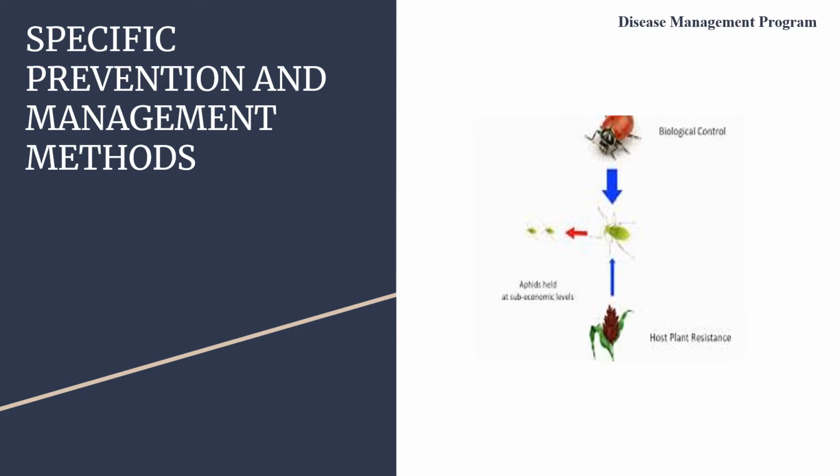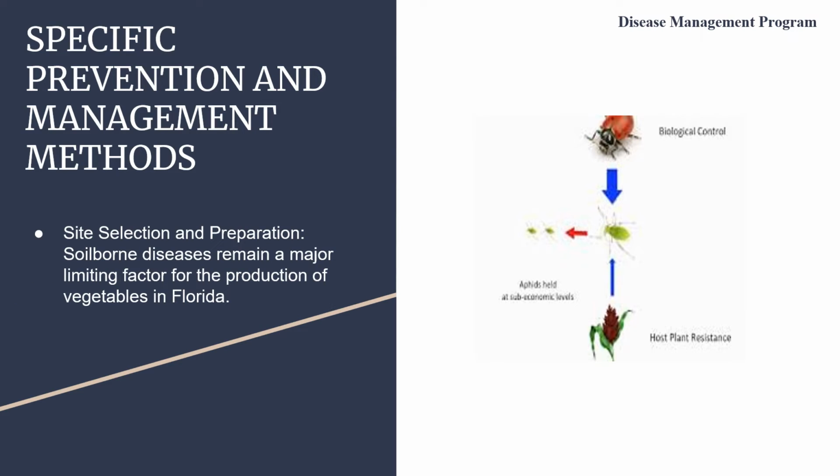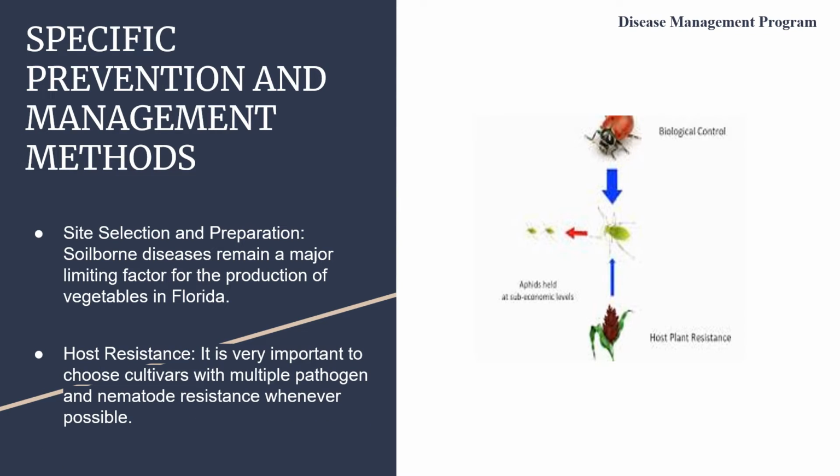Specific prevention and management methods. Site selection and preparation: soilborne disease remains a major limiting factor for production of vegetables in Florida. Host resistance: it is very important to choose cultivars with multiple pathogen and nematode resistance whenever possible.